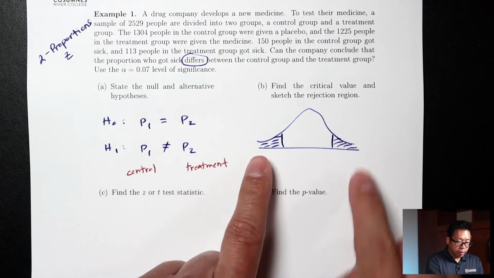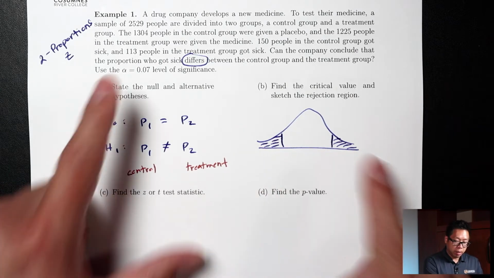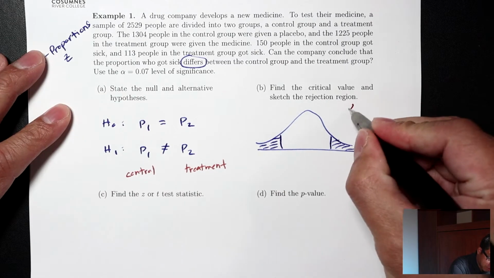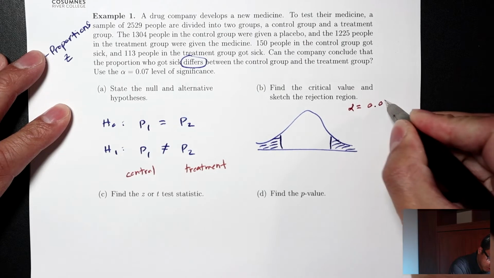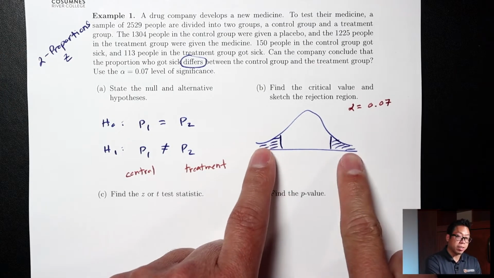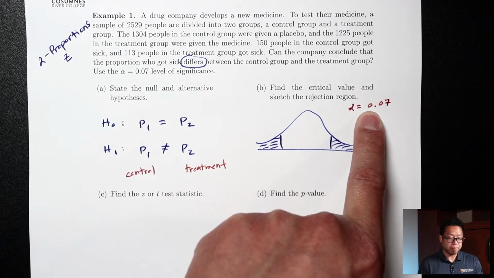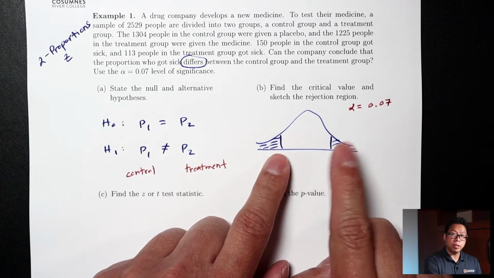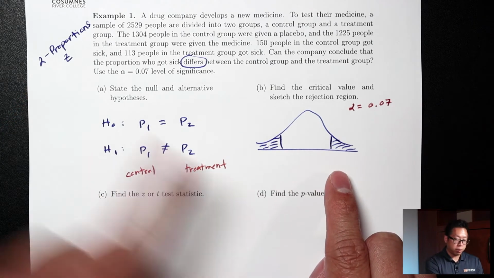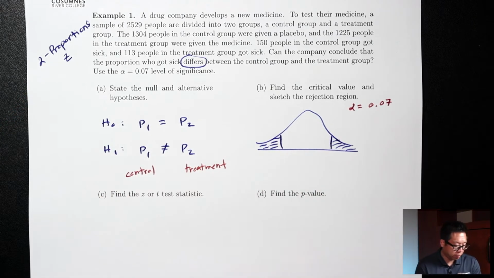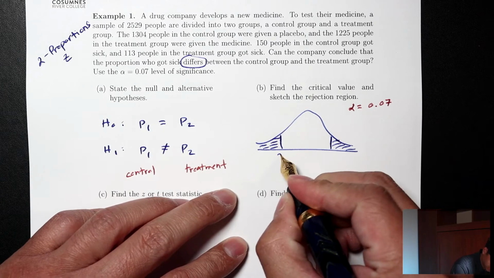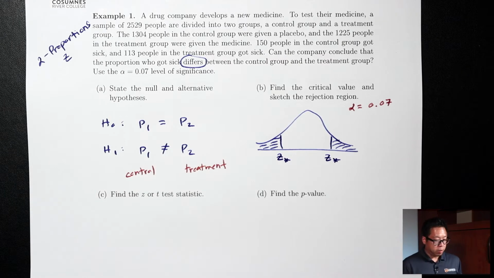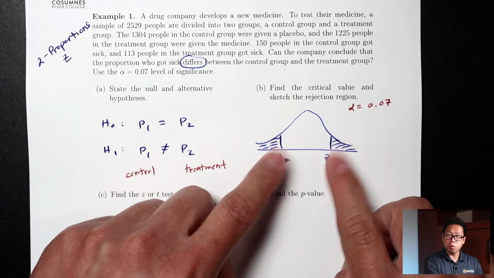Okay, and in part B, the shaded area is our alpha. Our alpha here is 0.07. So the left and right together is 0.07. And our job here is to either find Z stars or T stars. Because we're talking about proportions, we're looking for Z stars. So this is really an area to Z question.